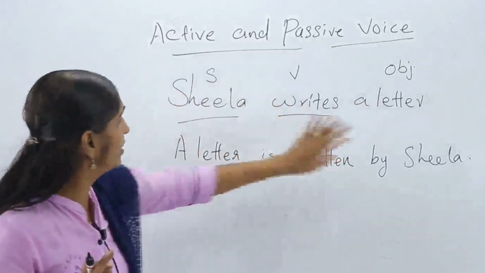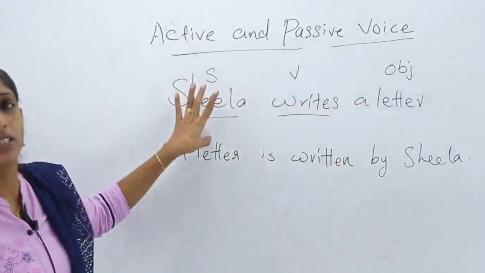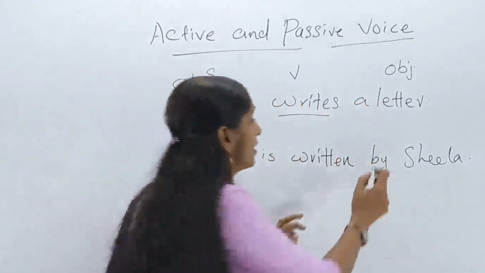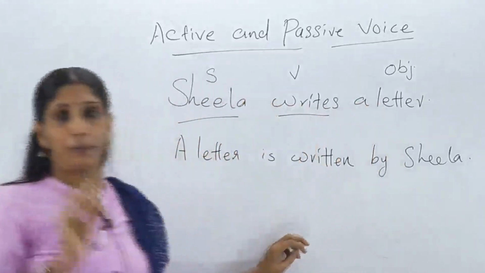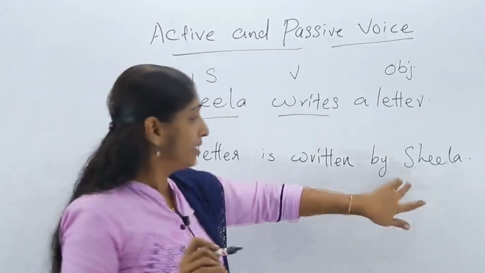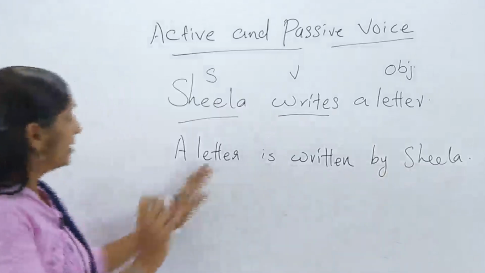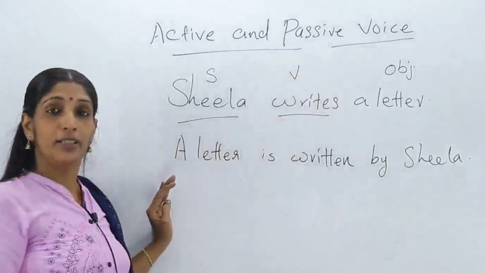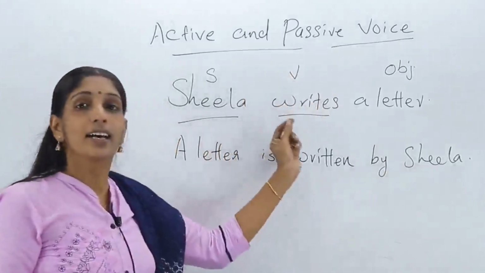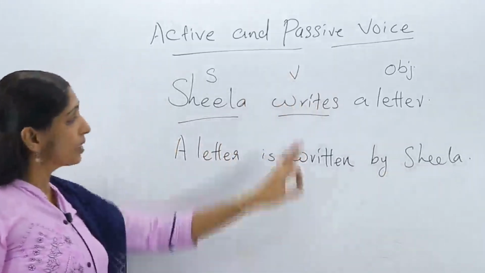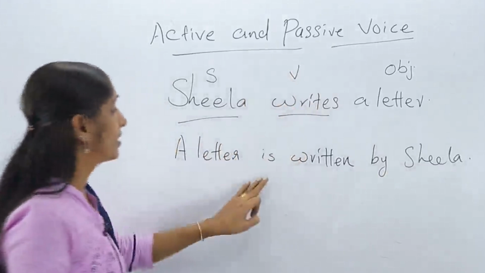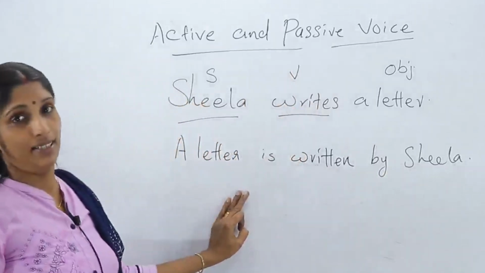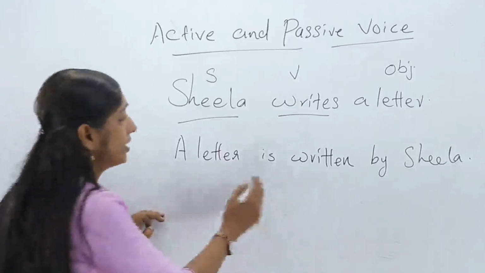And what we have done with this subject? What is the subject here? Sheila. Okay. We have written by using by phrase. By phrase. It is written by Sheila. And here you can see the verb. What is the verb here? Writes. How do we change this verb? Writes here. Is written like is written. Okay, is it clear to you?